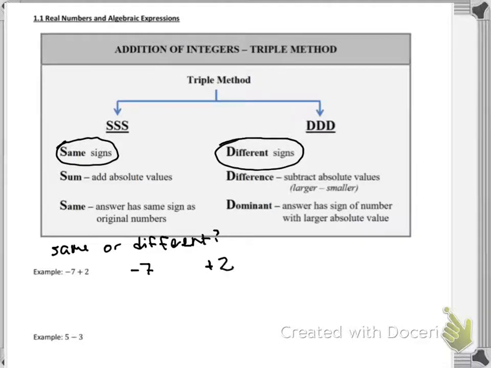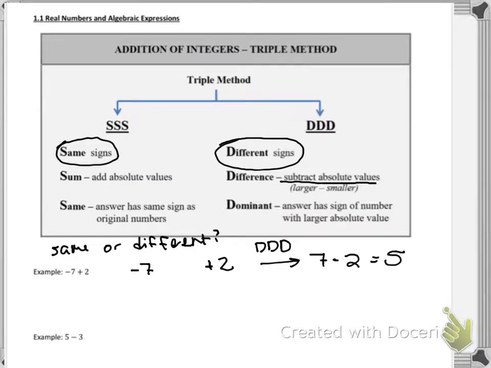What do you guys think? Are they the same or different signs? Well, I think that they're opposite. They're different signs, okay? So we're going to have the DDD. We know that they're different signs, which means we have to find the difference of them. We have to subtract absolute values by making the larger number positive and the smaller number negative. Okay, so we do 7 minus 2, which is 5.